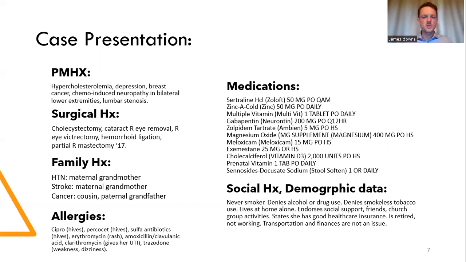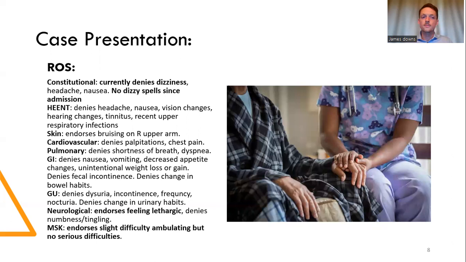Social history: never smoker, no alcohol or drug use, no smokeless tobacco. Lives at home alone, does have family that comes and visits. Endorses social support, friends, and church group activities. Says she has good healthcare insurance, she's retired, not working, and transportation and finances aren't really an issue for her.